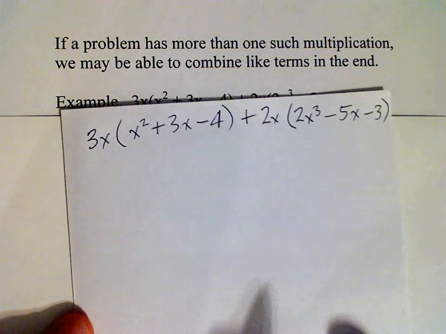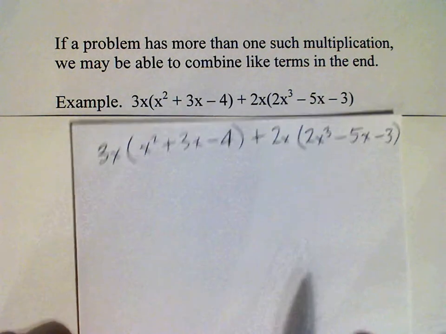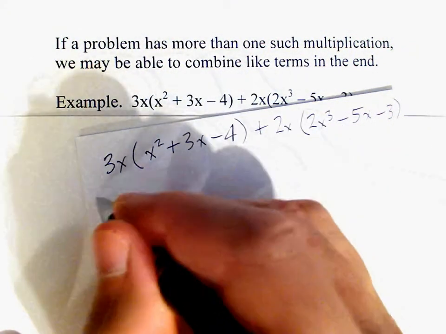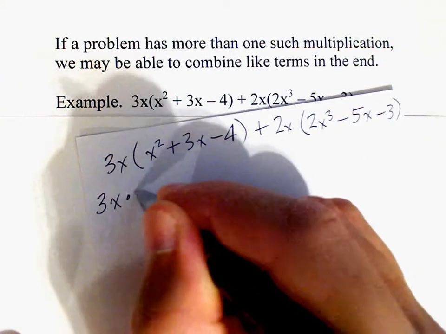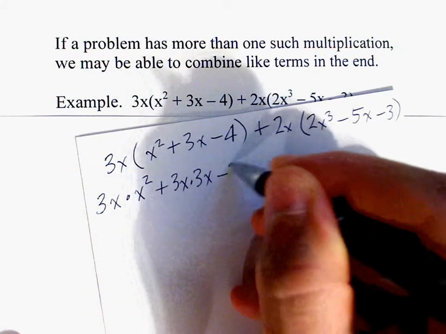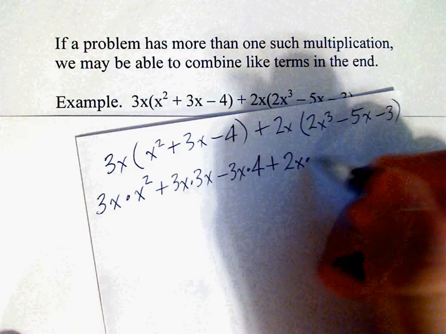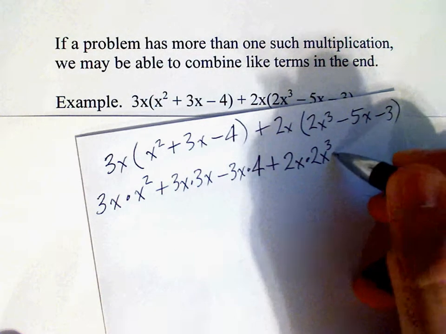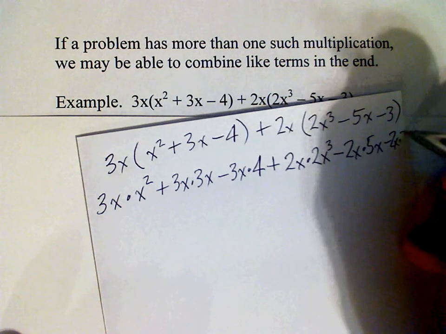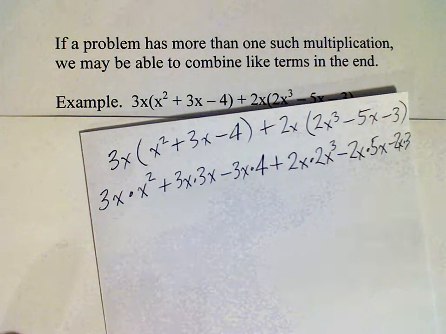Okay, so we have two trinomials that we need to multiply by a different monomial factor. So we will apply the monomial in turn to each of the three terms inside the polynomial. So 3x times x squared plus 3x times 3x minus 3x times 4, that's the first one. And then for the second one, we have 2x times 2x cubed minus 2x times 5x minus 2x times 3.